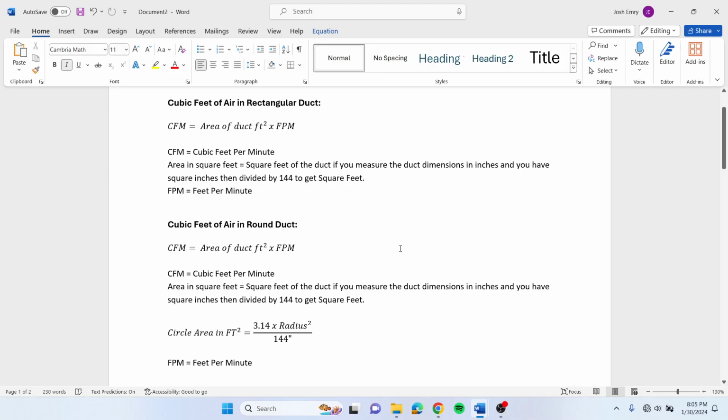If you know your feet per minute in the duct and you have a rectangular duct, then you can use this formula to figure out your cubic feet of air per minute. You just take the area of the duct in square feet, that's the key here, times your feet per minute. So if you measured in inches, then you've got to remember to divide by 144 to get square feet. So for a rectangular duct, it's just CFM equals area of the duct in square feet times feet per minute.